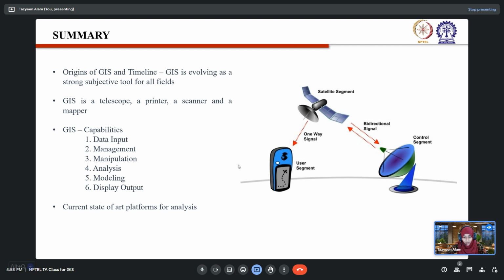If you have any queries, we can forward it to the next session. In the next session, we will be talking about more progressive applications of GIS, and we will also be doing assignment 3 questions, which must have been released to you by NPTEL by now.